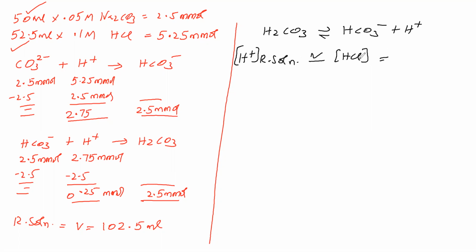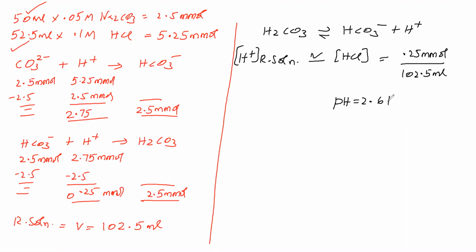HCl concentration: how much HCl is present in the resultant solution? 0.25 millimoles of HCl is present. The volume of the resultant solution is 102.5 ml. So we have substituted the volume also. From this we can find the pH of the resultant solution. The pH of the resultant solution is 2.61.